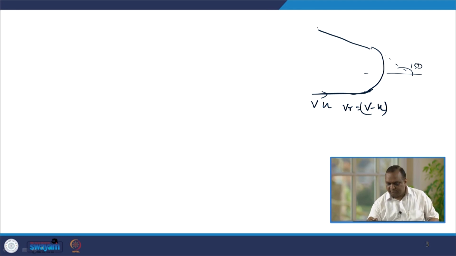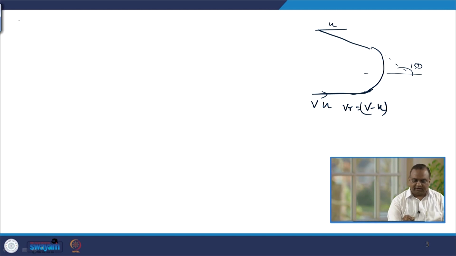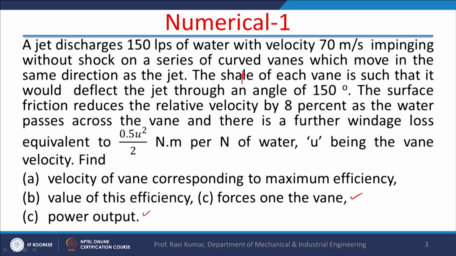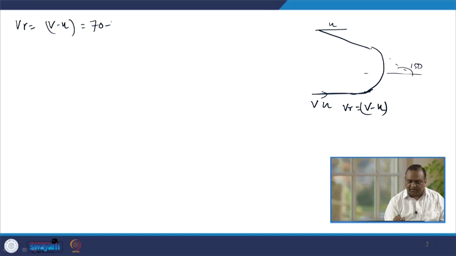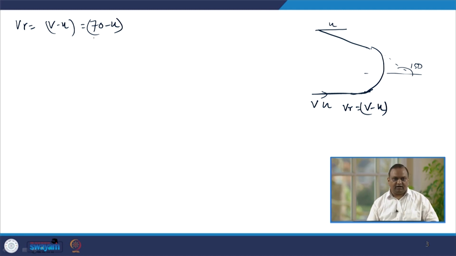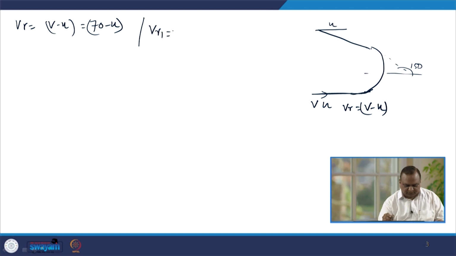And then the vane is again moving in this direction U, and the difference of this will give the relative velocity. So first of all, the relative velocity at the inlet, VR, is V minus U. Now V is given as 70 meters per second, so V minus U is 70 minus U. That is the relative velocity at inlet. The relative velocity at outlet, VR1, because 8% losses are there, is going to be 0.92 times (V minus U).